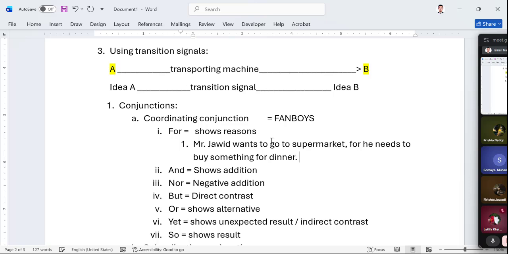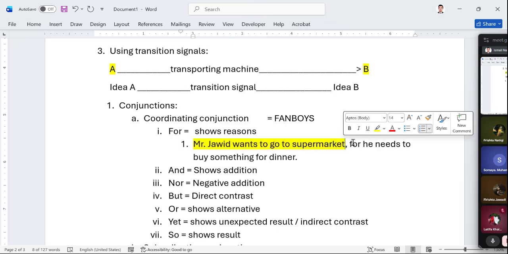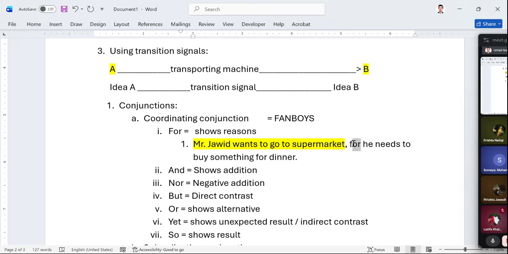So we have here the two ideas. The first idea is Mr. Javed wants to go to the supermarket. It is the first sentence, or idea A. Now we have a comma, and then we have the coordinating conjunction. The word "for" here shows why Mr. Javed wants to go to the supermarket. Why? For he needs to buy something for dinner. It means this is the reason he goes to the supermarket. It shows the reason. So "for" is introducing this idea.